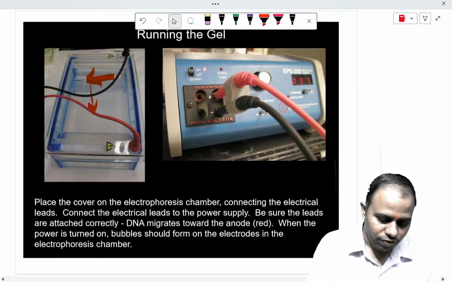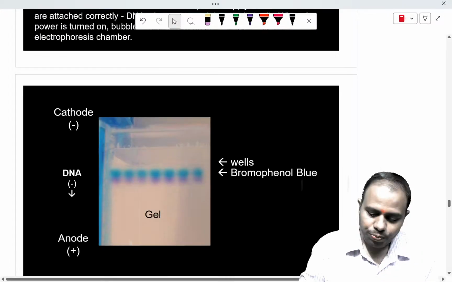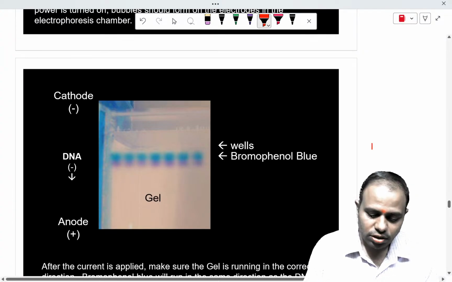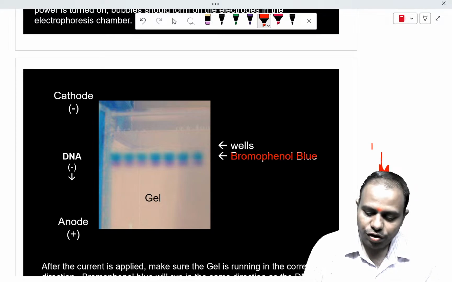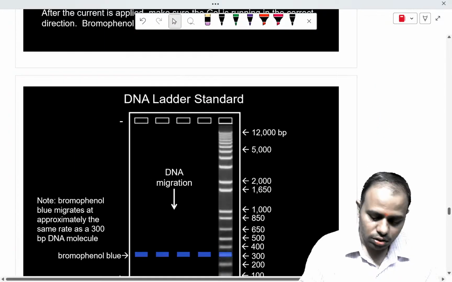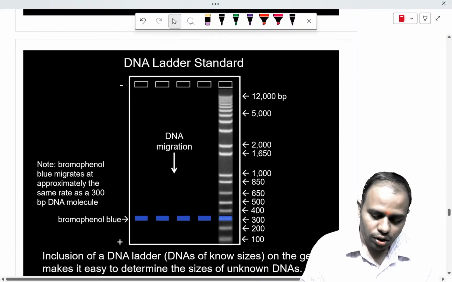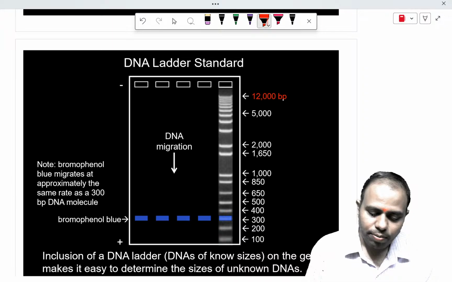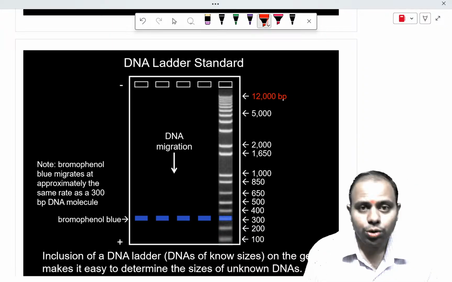Then the tracking dye separates here. The dye which is moving forward is bromophenol blue, and the dye which remains backward is xylene cyanol. So this is how the separation of the DNA takes place on the basis of size. 12,000 base pair DNA will remain behind due to its higher molecular weight, and the smaller DNA will move forward.